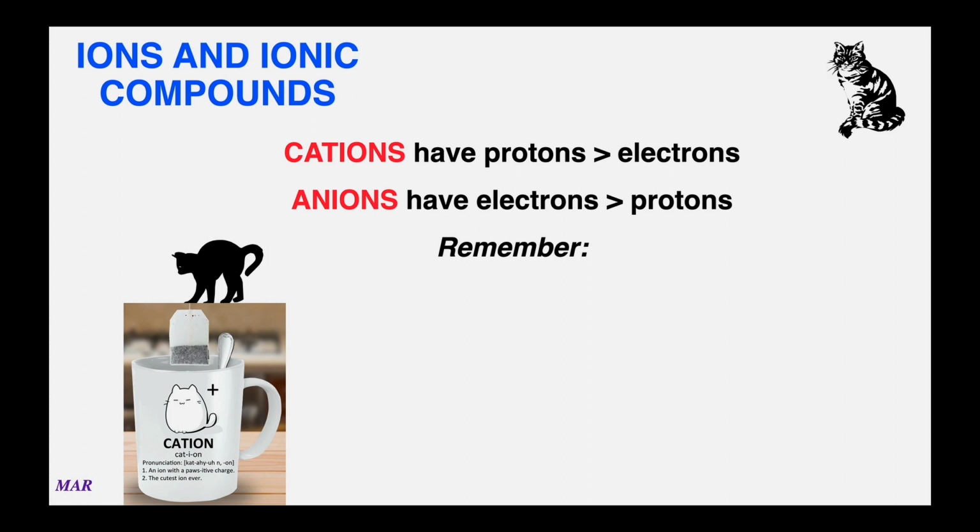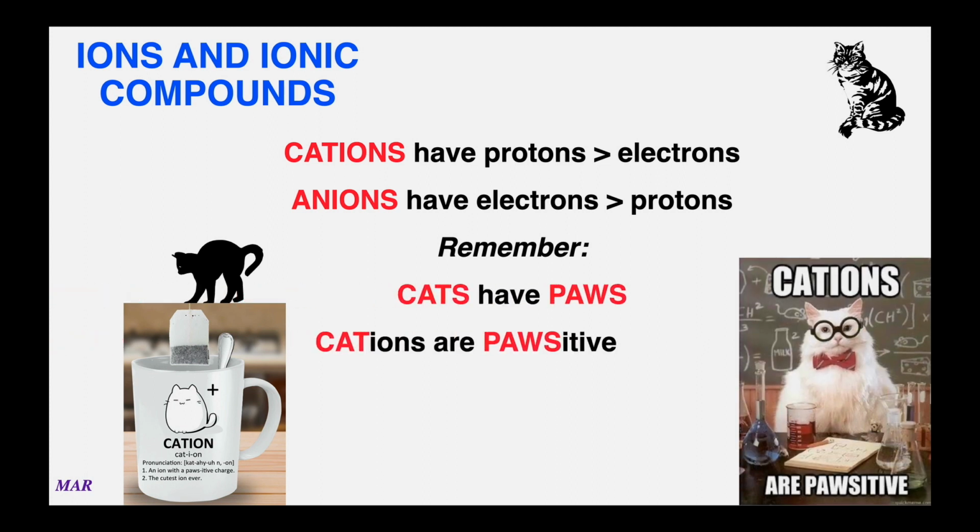They have their own personalities and stuff. You do not have to like cats to do well in this class. However, here's a quick way to remember cations especially. Cations, remember, are positive, so they have more positive protons than electrons. Anions, on the other hand, have more negative electrons than positive protons, so they're negative. So, cats have paws. Cations are positive.